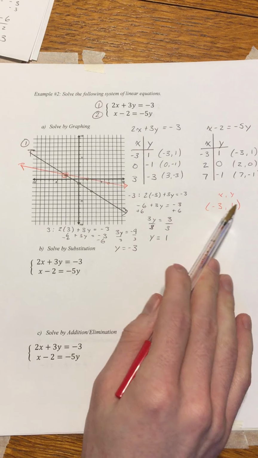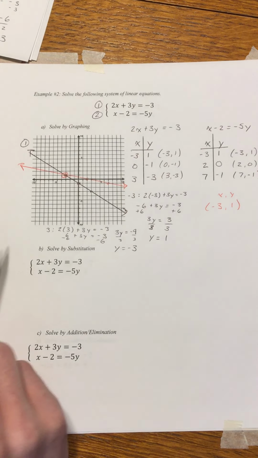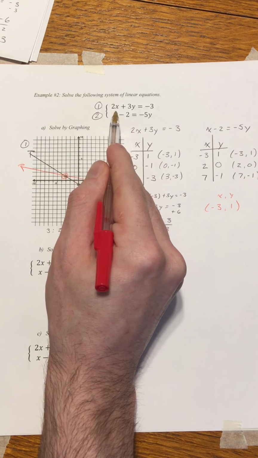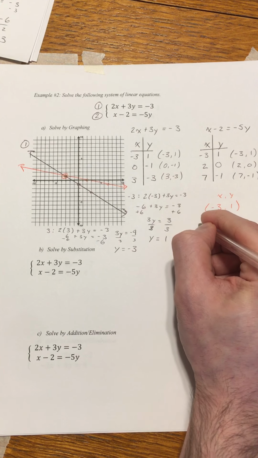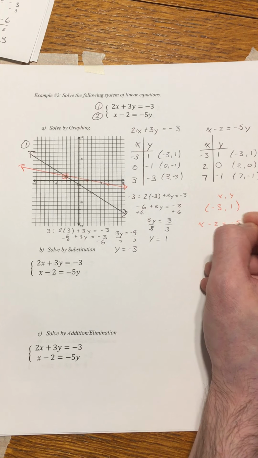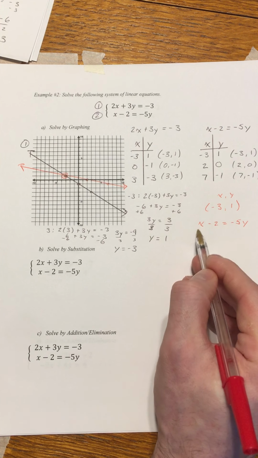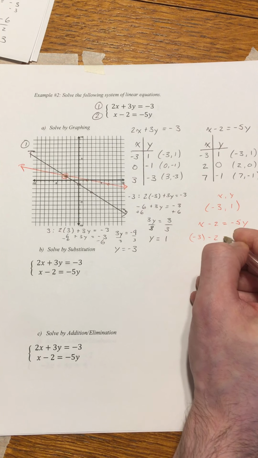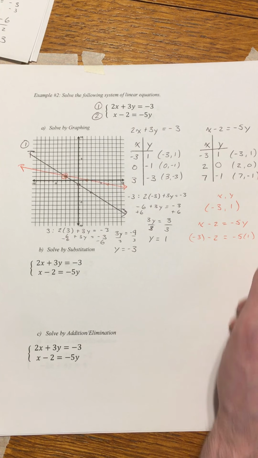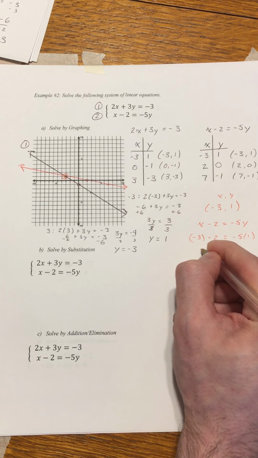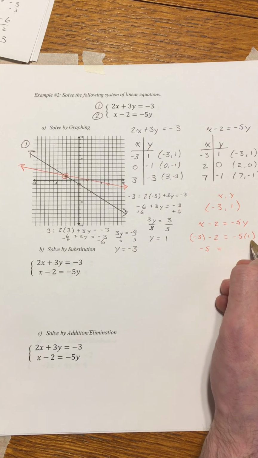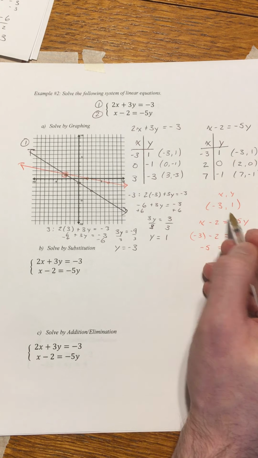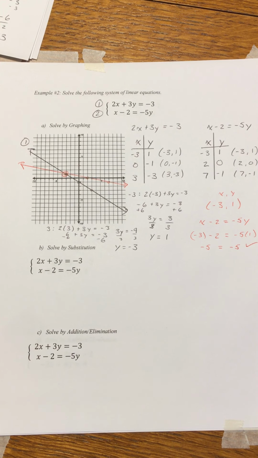Well, does this make sense? Well, we can take these values and put them back into one of the equations. It does not matter which one. The second is clearly going to be the easier equation because we don't have a coefficient out in front of x. So let's try that. x minus 2 equals negative 5y. We'll substitute negative 3 in for x, and we'll substitute 1 in for y. So we'll have negative 3 minus 2 is equal to negative 5 times 1. Well, negative 3 minus 2 is a negative 5, and negative 5 times 1 is a negative 5. This is a true statement, so we know that our answer, negative 3, 1, is correct.